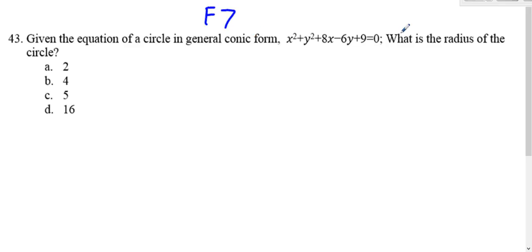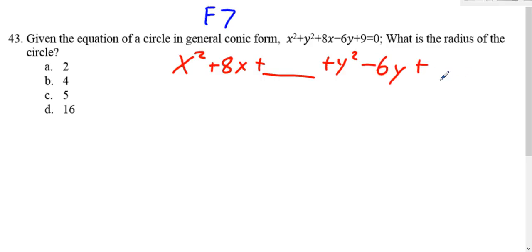So here we have general conic form. We want to know the radius, which means we need to complete the square a couple of times. So you first do x squared, then x plus blank, and then y squared minus 6y plus blank equals, move that 9 over to get negative 9. And we fill in the blanks with b over 2 squared. So 8 over 2 is 4, squared is 16. So we add 16 and 16.